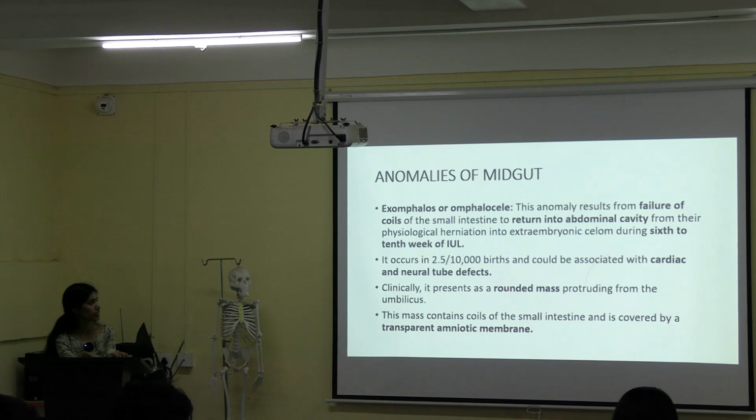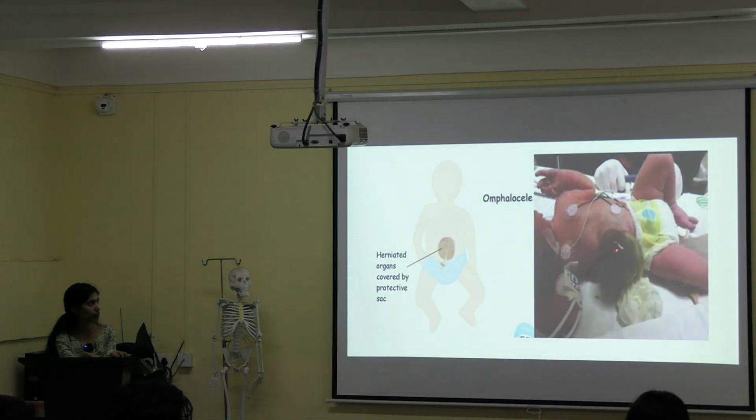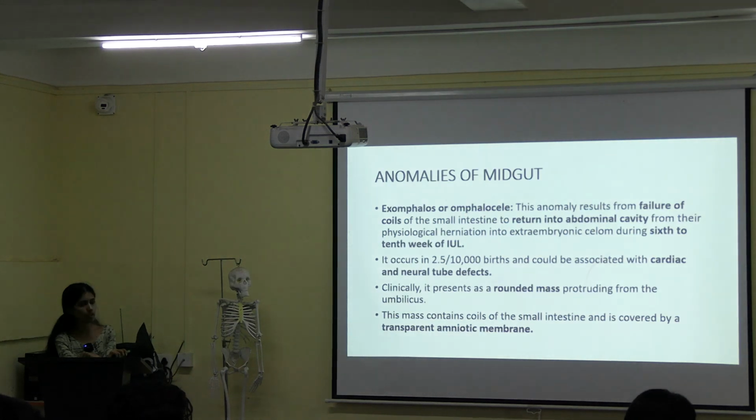Clinically, it presents as a rounded mass protruding from the umbilicus. This mass contains the coils of your small intestine and it is covered by transparent amniotic membrane. Here you can see, this is the condition of the omphalocele.